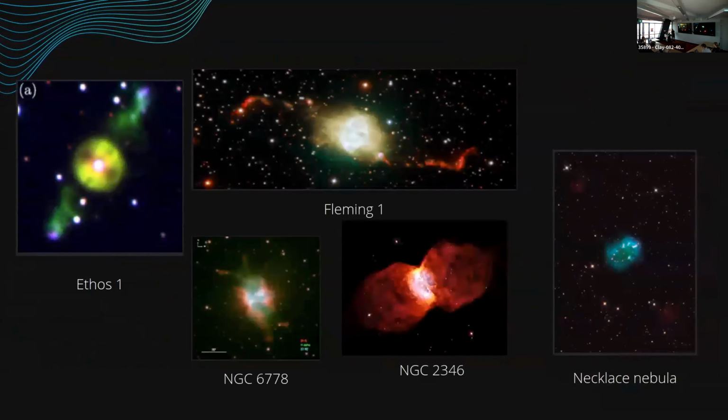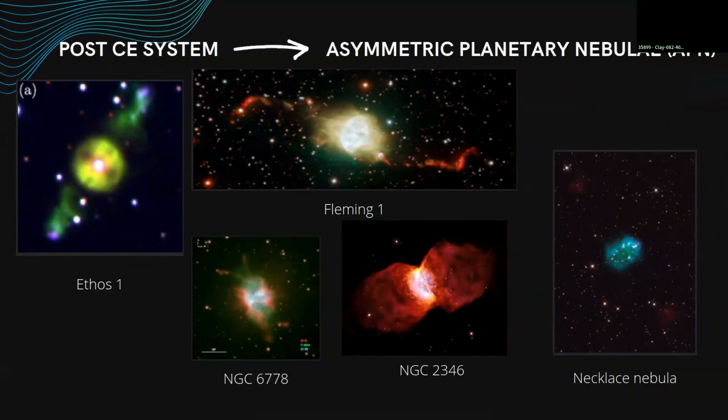Well, in my case, I study low mass binaries, which means that one of the main goals here is to try to understand how you can create these beautiful planetary nebulae. We know that after discarding a lot of possible explanations, the only way to form an asymmetric planetary nebula, or APN, is by having a post-common envelope system. So that's one of our main interests.